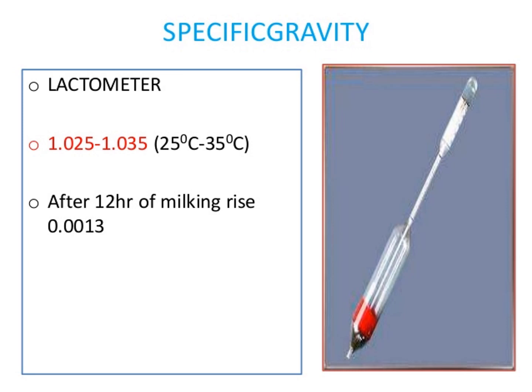The correct lactometer reading is obtained only at a temperature of 60 degrees Fahrenheit. A lactometer measures the cream content of milk.